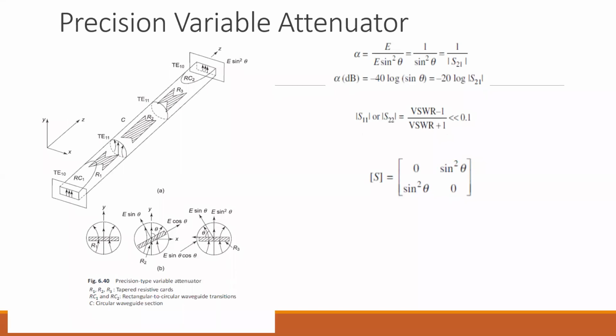Then we have the precision variable attenuator. There are two things to be noted down. One is this section, which is actually a circular waveguide. It is a tube-like structure, a waveguide with some coated element inside, so that it helps you transmit the microwave signals from one end to the other end. And here you can see that there are two sections.